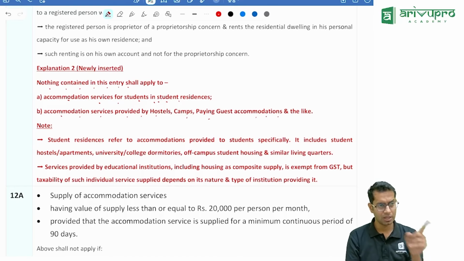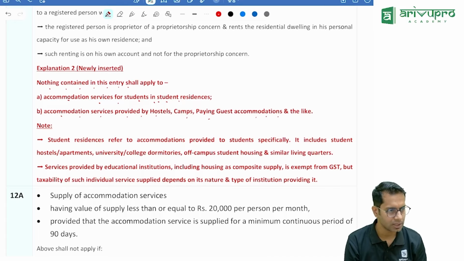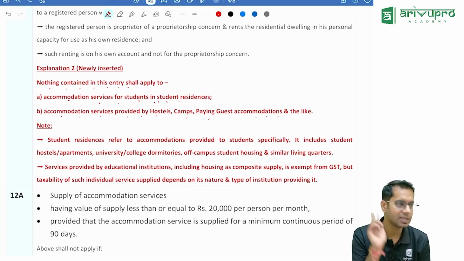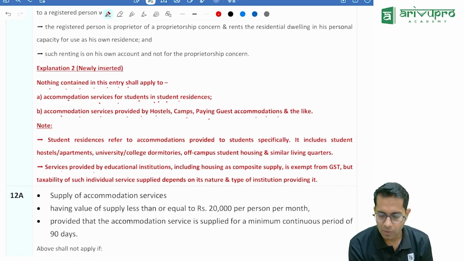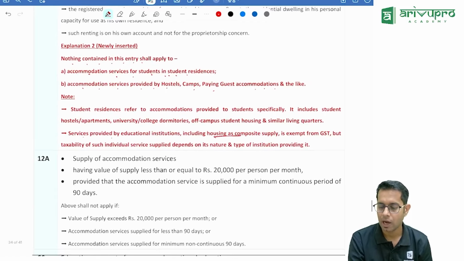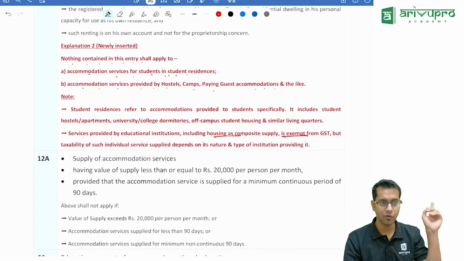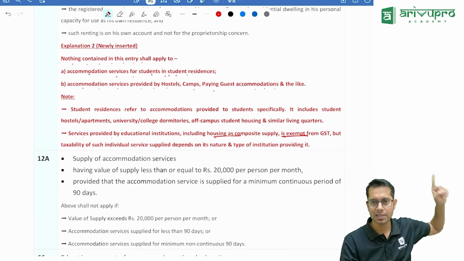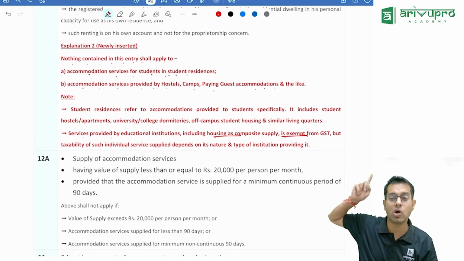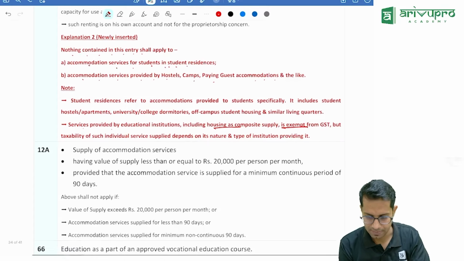Please note, these places where students are living, are they not residential places for students? They are the place where they are staying, right? They are staying, but still they are telling it is taxable. Services provided by an educational institute, including housing as a composite supply, is exempt. So if it is a boarding school, then of course it is exempt, covered under services given by educational institution. However, if they are giving hostel facilities separately, many schools and colleges do that, for that it is taxable.